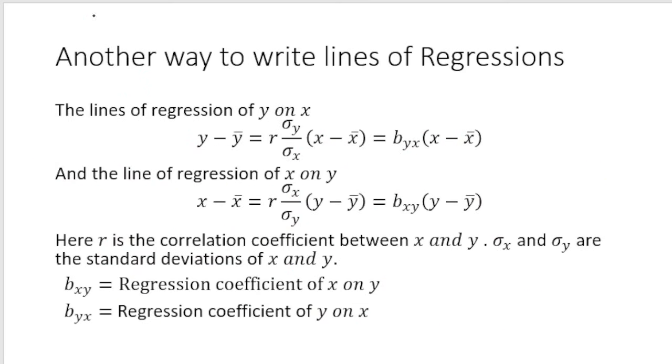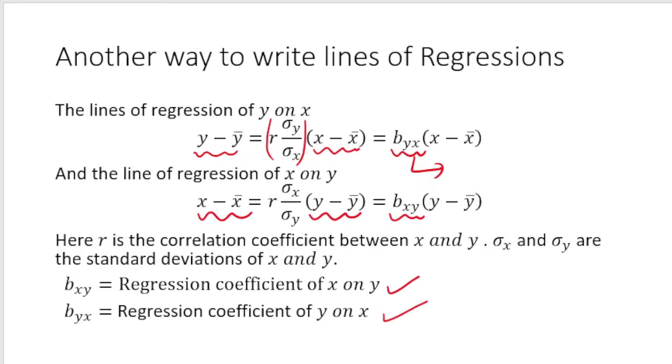Okay. Moving ahead, another form of regression line is given by y minus y bar is r sigma y by sigma x into (x minus x bar), and this r sigma y by sigma x is known as byx. So that is the regression coefficient of y on x, right? And similarly, the regression line of x on y is x minus x bar equals r sigma x by sigma y into (y minus y bar), and this bxy is known as the regression coefficient of x on y.